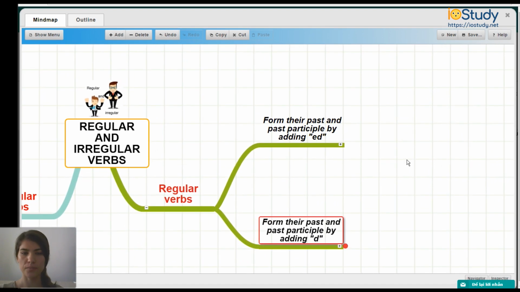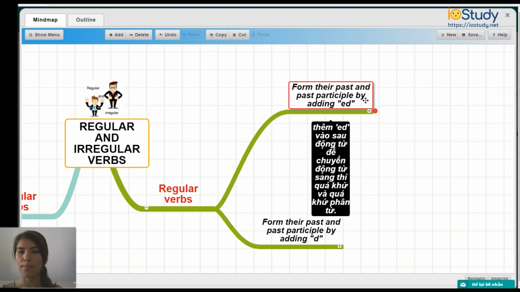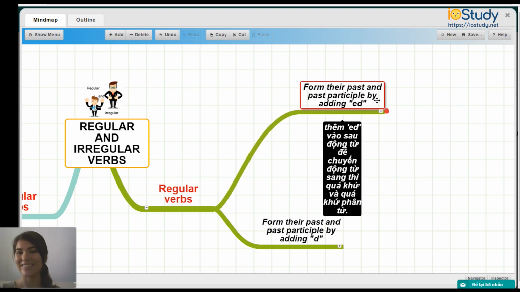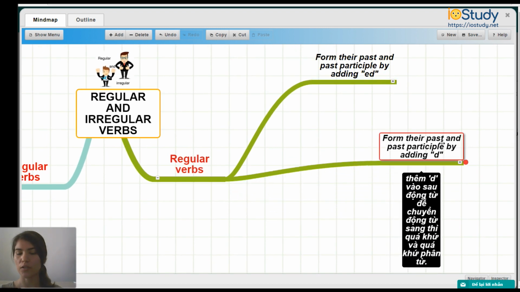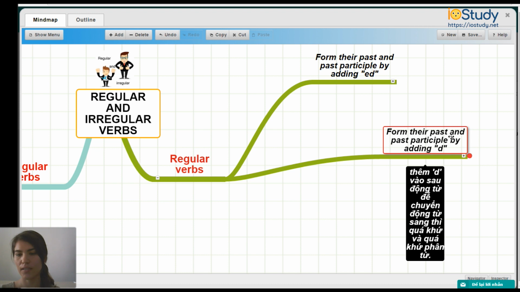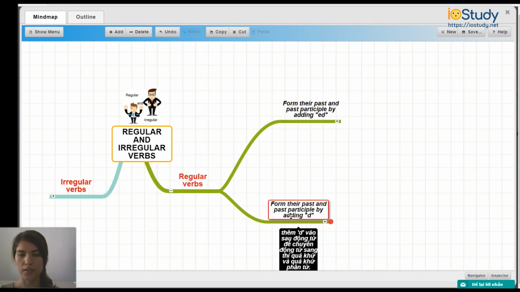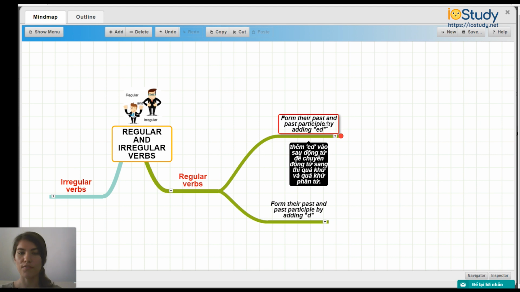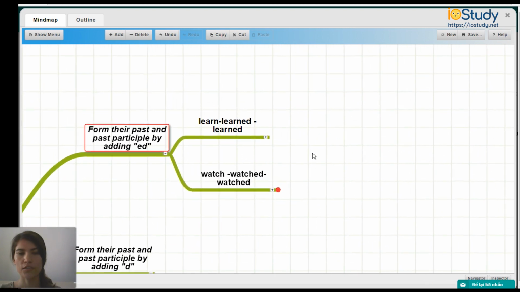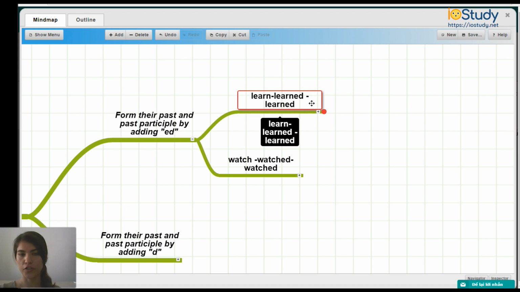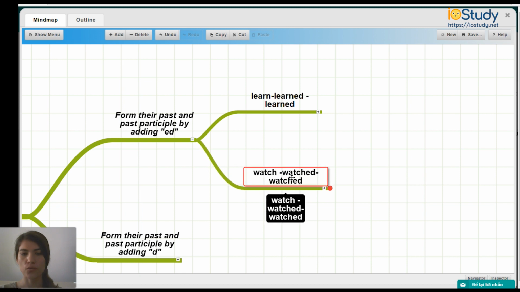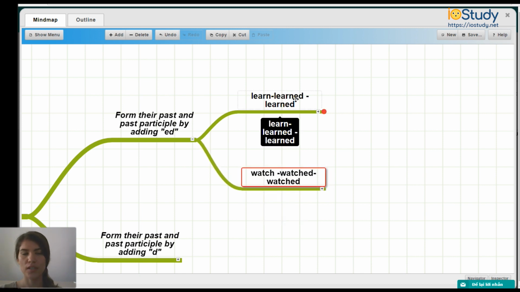So regular verbs form their past and past participle by adding ed. And they form their past and past participle by adding d. So let's first look at the form of their past participle by adding ed. So for example, in the regular verbs, learn turns to learned and learned. And watch to watched and watched.